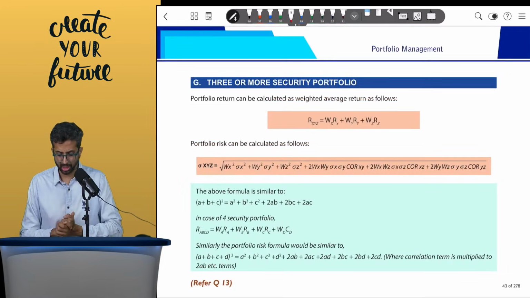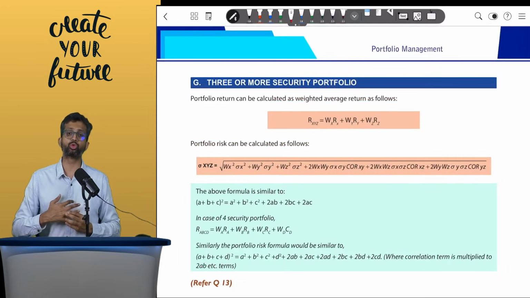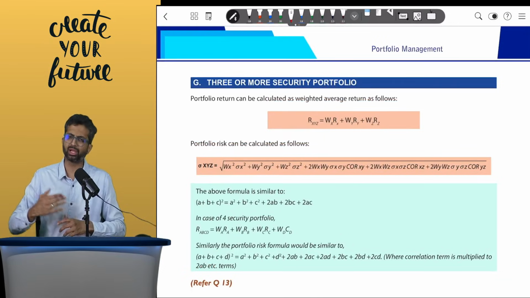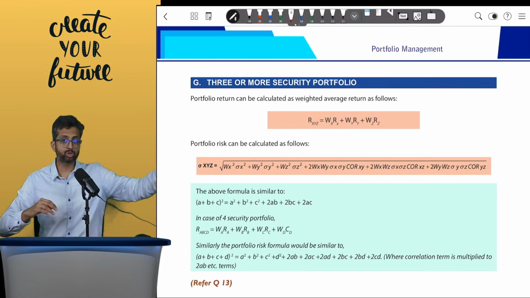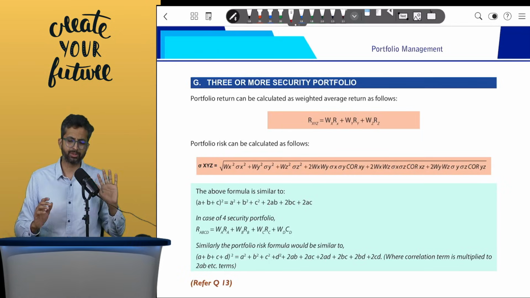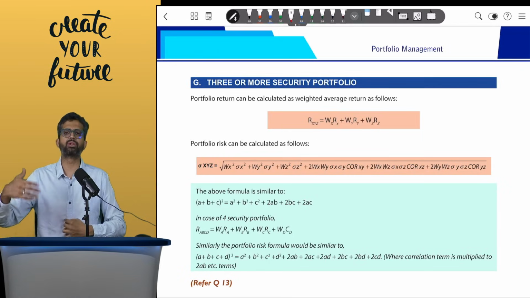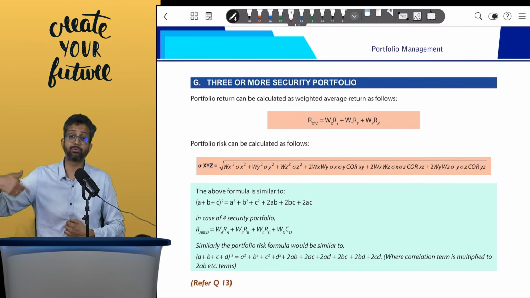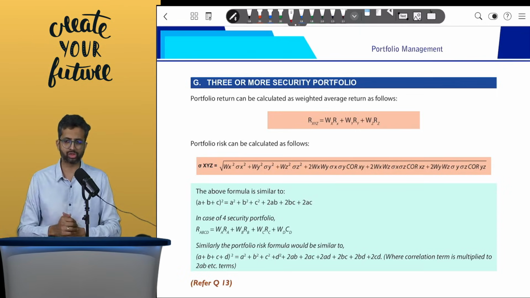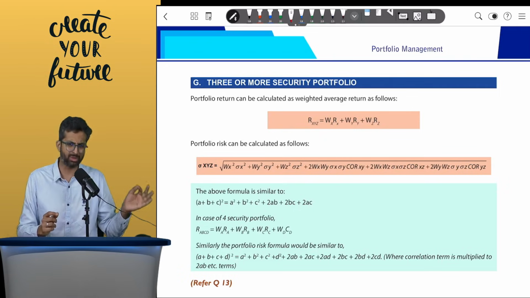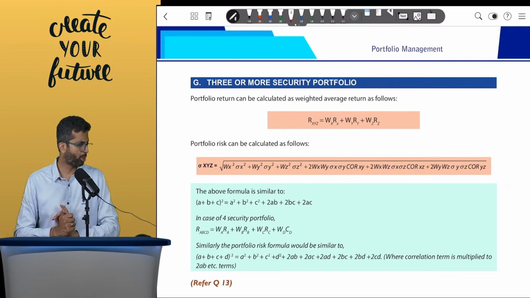Next you have a 3 security portfolio, in which case you look at A plus B plus C the whole squared formula, like A squared plus B squared plus C squared plus 2AB plus 2BC plus 2CA. And that same applies even for a 4 security portfolio, etc. Just that you will have more measures of correlation. Here you will have the correlation of A and B, then A and C, then B and C over here.